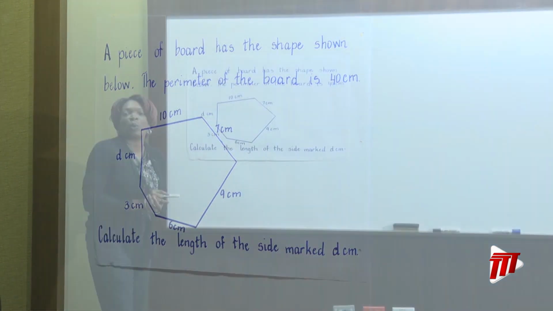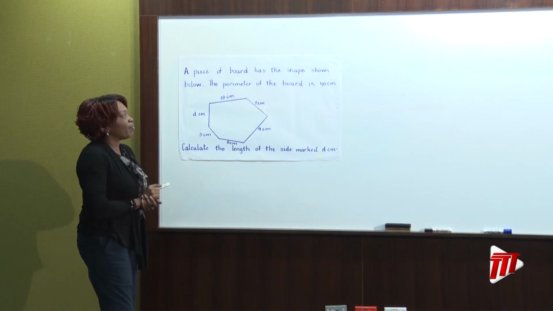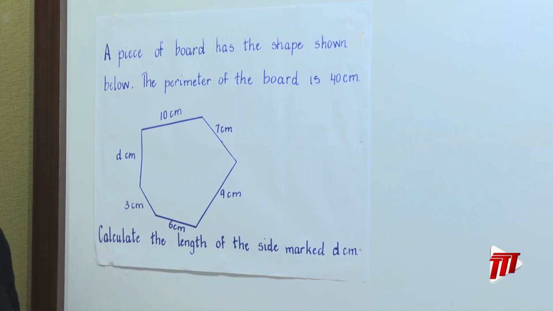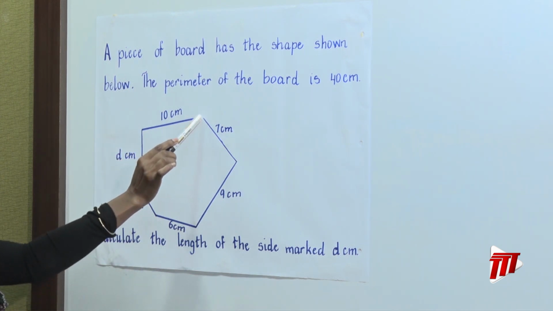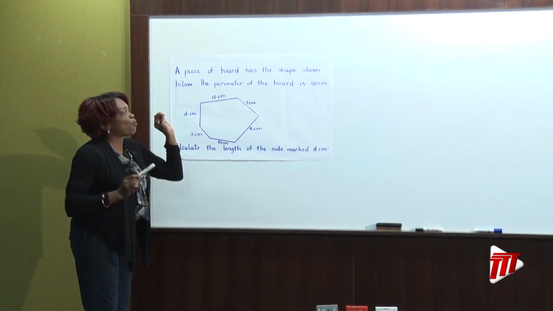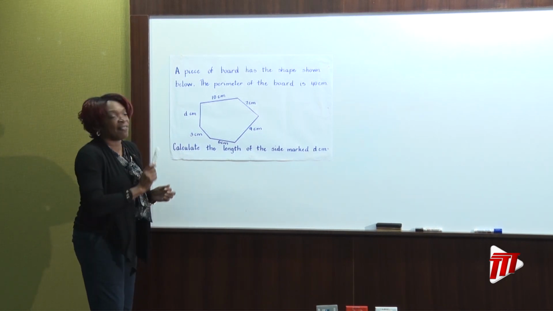So what are we going to do to find this missing dimension? Do you have any idea what to do? What information is given? Let's go back to the question. It says the perimeter of the board is 40 centimeters. So we know the entire perimeter, not so, boys and girls? And then we have given sides. Are you seeing that? What do you think we should do? Do you know what to do? I know you do. You find the sum of the given sides and you subtract that from the perimeter. Shall we do that now? Let's do that. Let's add up the given sides. So let's go.